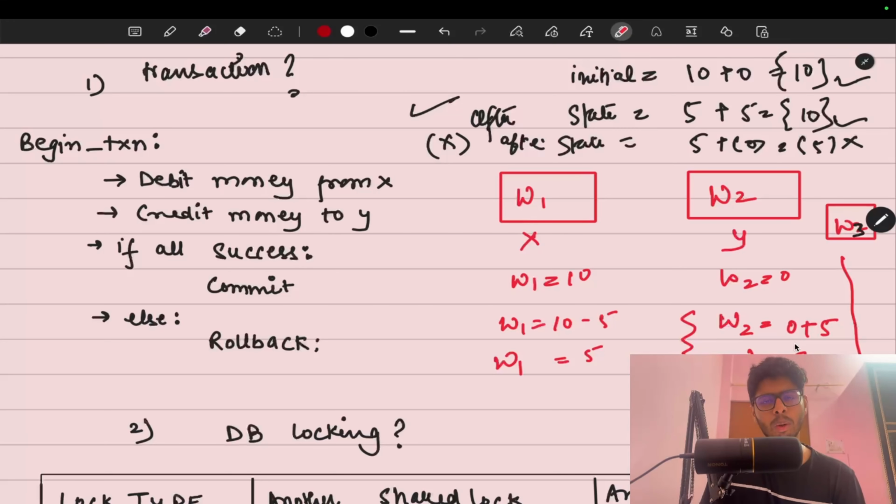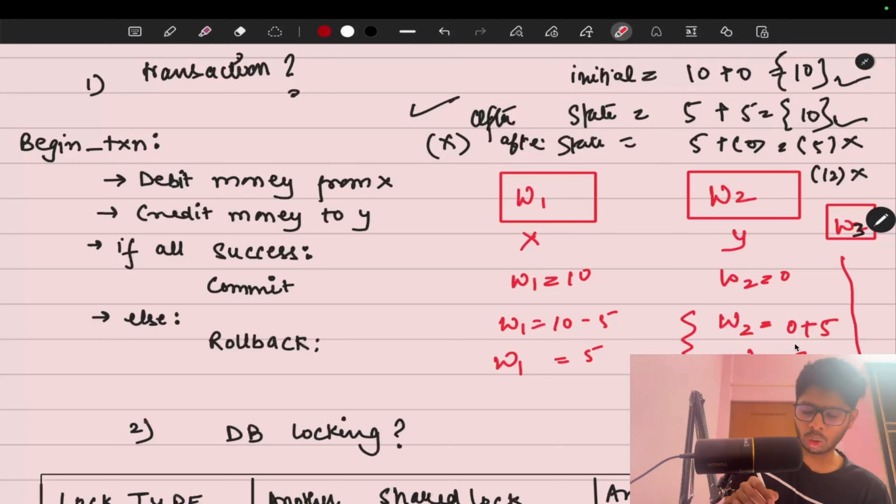Now there can be one more problem that we can see. Suppose this transaction is going on, this whole thing is happening, we are changing these values, and at this time only another person, W3, came in between and changed the value of W2 to 7. Now after the completion of the transaction, what are we going to get? We will get the value 5 plus 7, that will make the value equal to 12. And again, the previous state was 10 and now we are getting 12, and again it is not a perfect state.